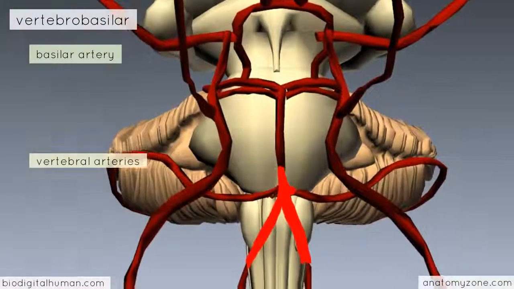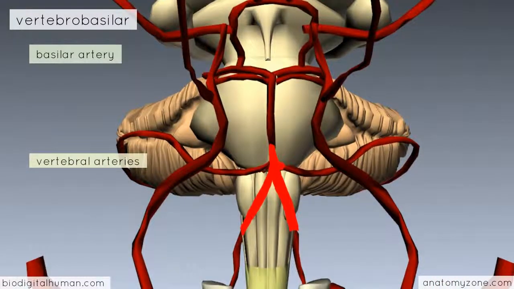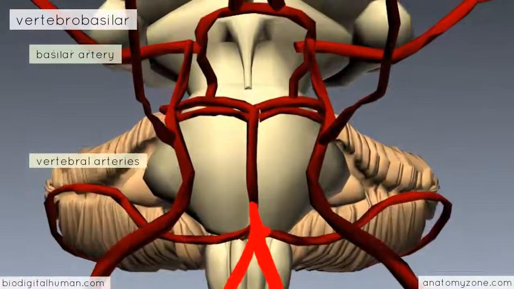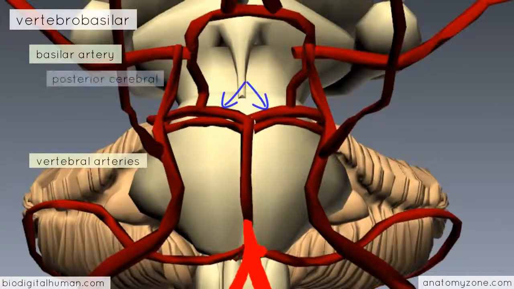So I've just added in the brainstem here, and what you can see is the basilar artery running in the midline in front of the pons. And then you can see when it reaches the midbrain, it splits into the posterior cerebral arteries. So the basilar artery terminates by splitting into the posterior cerebral arteries.